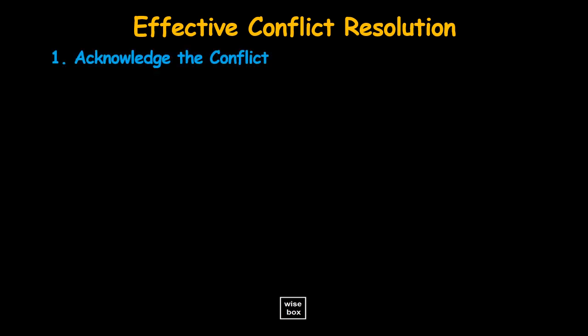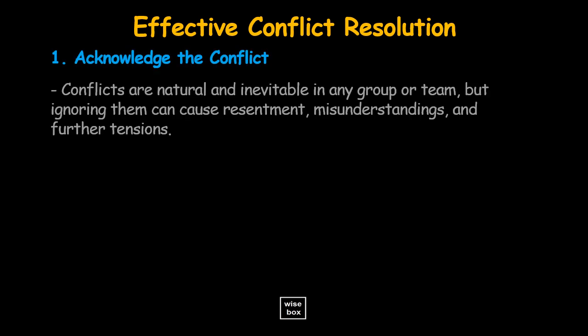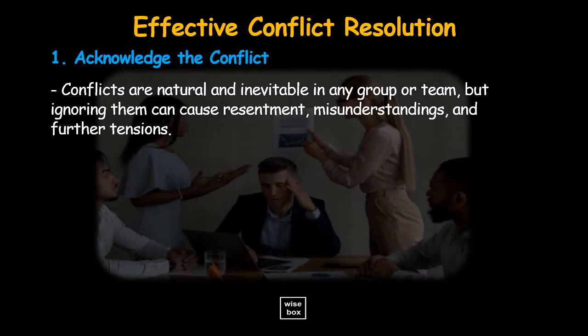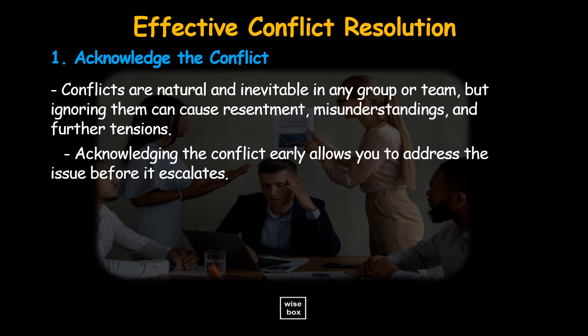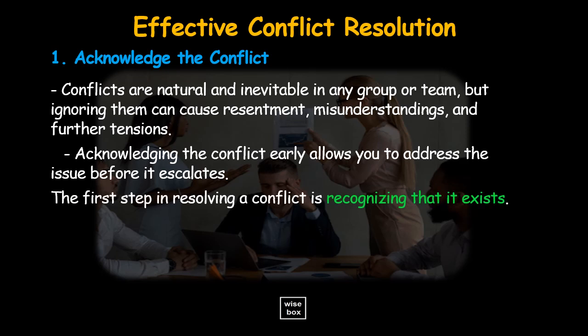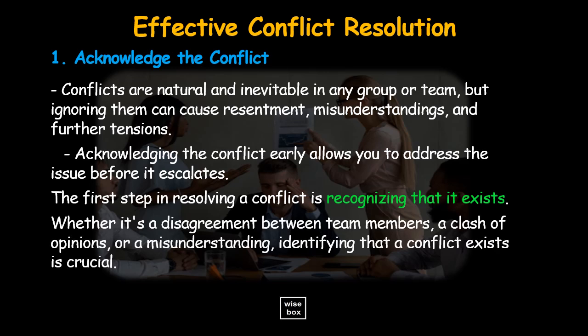1. Acknowledge the conflict. Conflicts are natural and inevitable in any group or team, but ignoring them can cause resentment, misunderstandings, and further tensions. Acknowledging the conflict early allows you to address the issue before it escalates. The first step in resolving a conflict is recognizing that it exists. Whether it's a disagreement between team members, a clash of opinions, or a misunderstanding, identifying that a conflict exists is crucial.